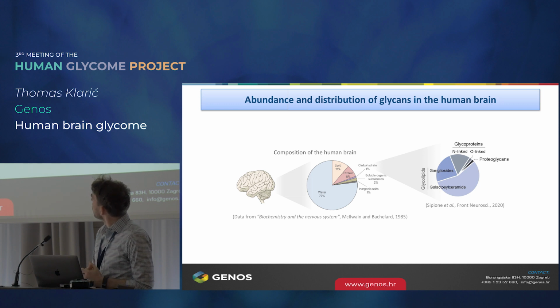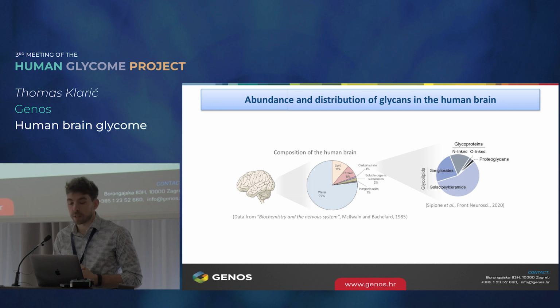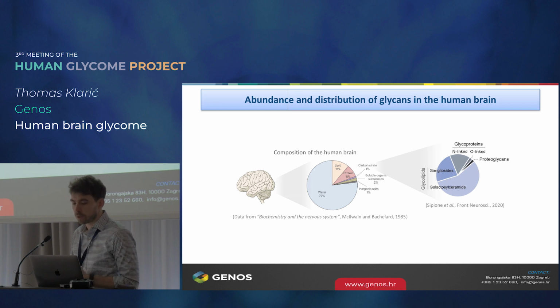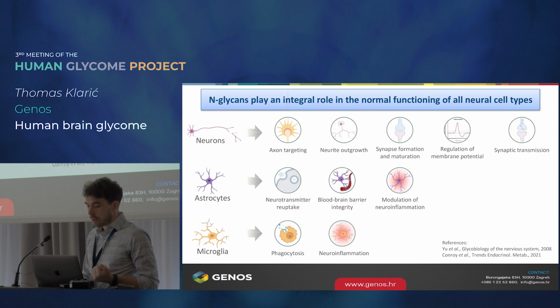So let's firstly look at carbohydrates in the brain. Actually, they make up only around 1% of the total brain mass. And most of those are attached to lipids in the form of glycolipids. And N-glycans, which is the subtype of glycosylation I'll speak about today, you can see they make up only a fraction of 1% of total brain matter. But that doesn't mean that they're not important.